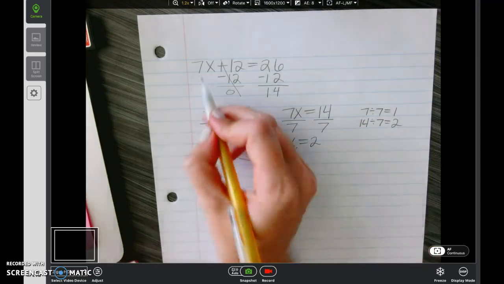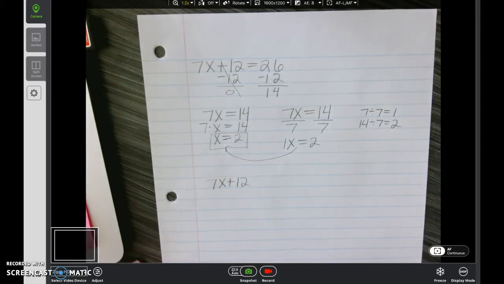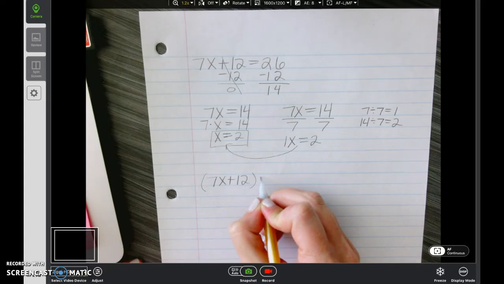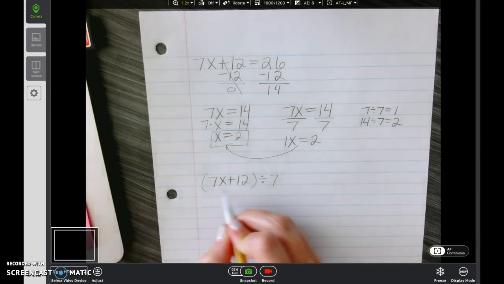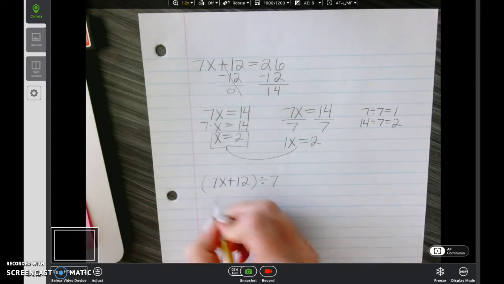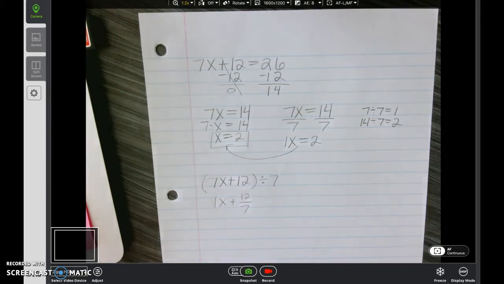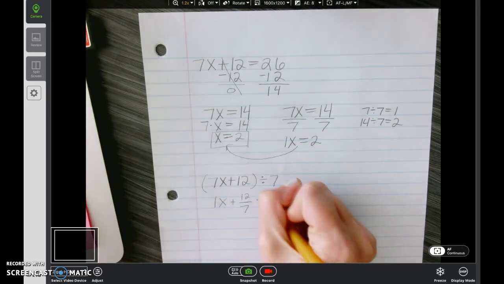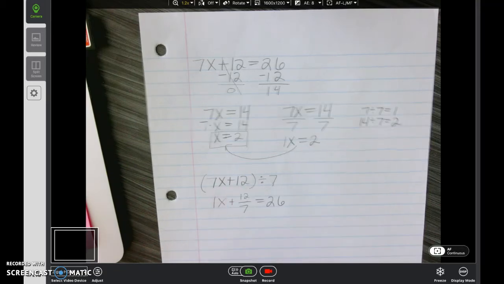The reason why we can't divide by 7 first relates to our distributive property. If I divide by 7, I have to put this in parentheses, just like I would do if I was doing the distributive property with multiplication. If I wanted to divide 7x plus 12 by 7, 7x divided by 7, that's easy, that's 1x. But 12 divided by 7, or 12 over 7, is not going to be friendly. Then I would have this equal to 26. I don't really want to be working with a fraction. So I don't want to divide by 7 first, because I have to divide both by 7.